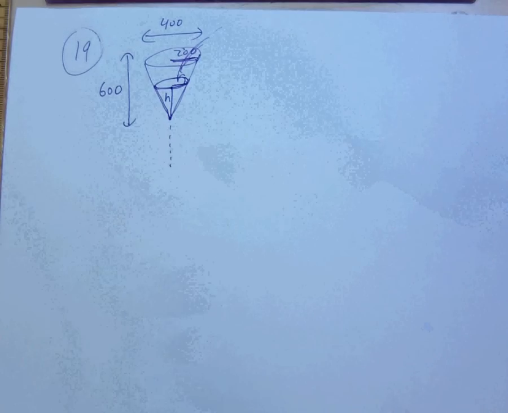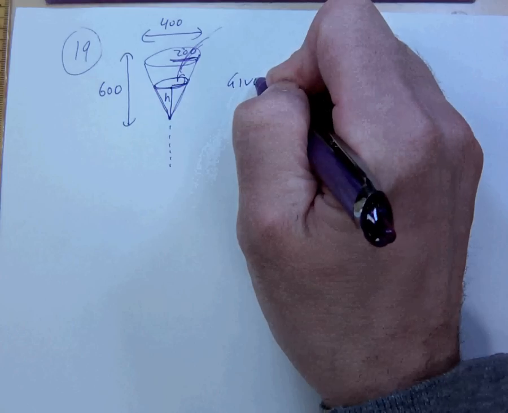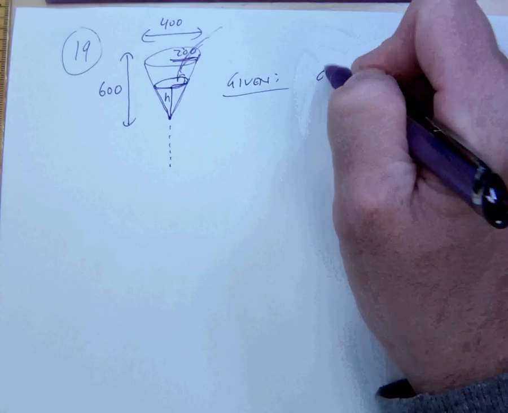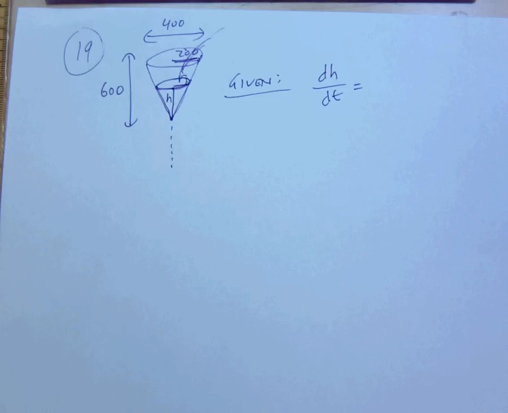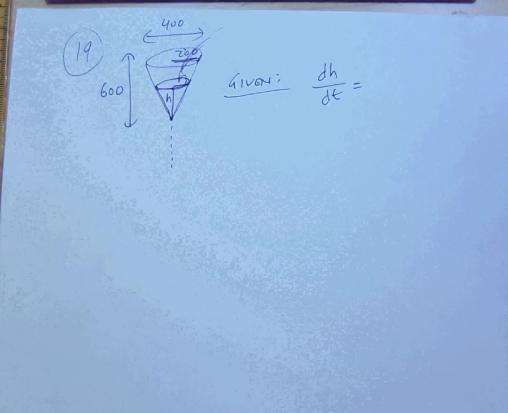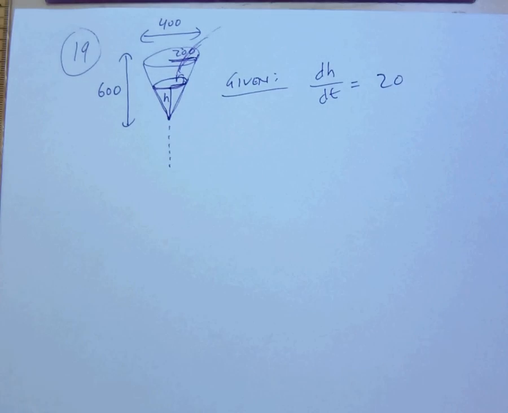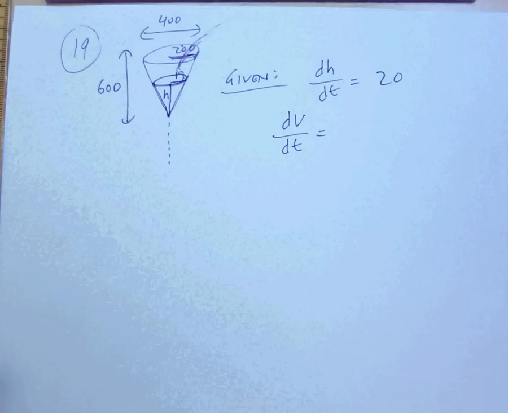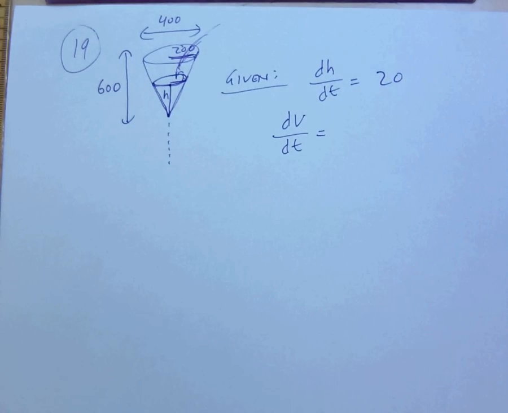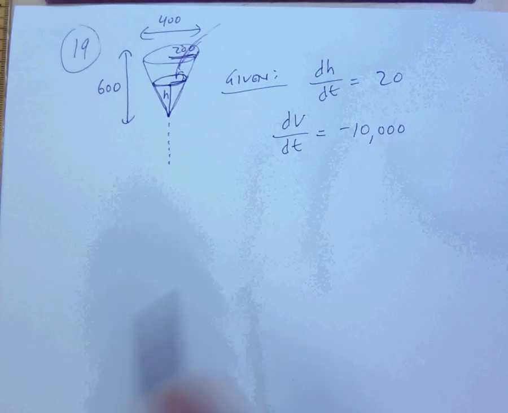Okay, now, what are you given? Well, you're given how fast the height of the water is changing, so that would be dH dt. And so H is changing at a rate of what? Yeah, 20. Okay, and it's increasing at that rate, so it's positive 20, right? Anything else you're given? Well, you're given part of the dV dt, because it says water is leaking out at a rate of 10,000. So you've got a negative 10,000 for the rate of change of the volume, right?